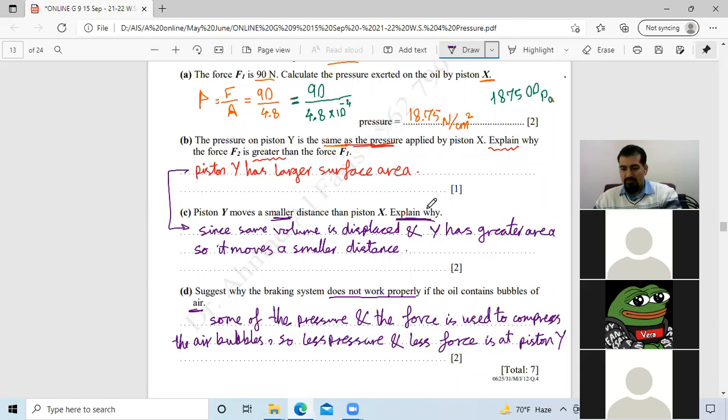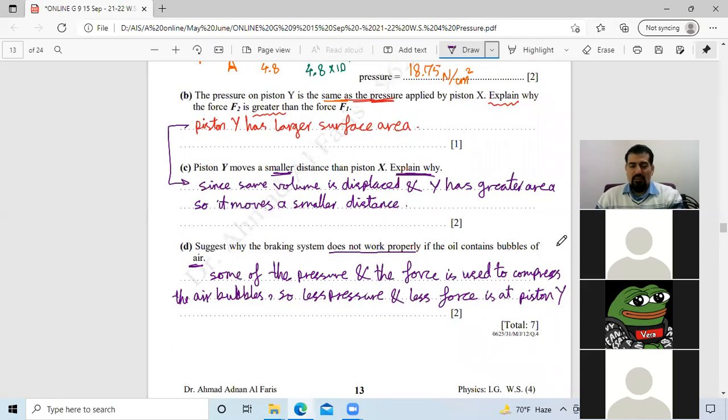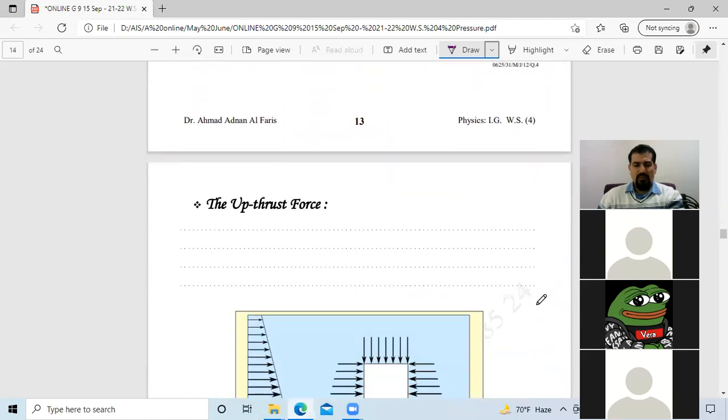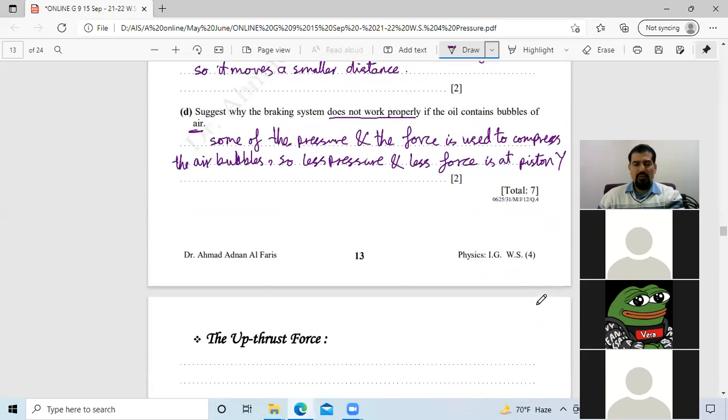Good. Write this down if you please. This is May/June 2012, fourth question from the past paper. Now we are going to talk about a new thing called upthrust force.